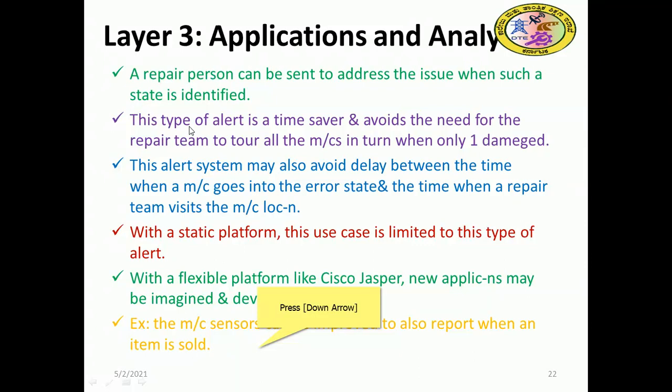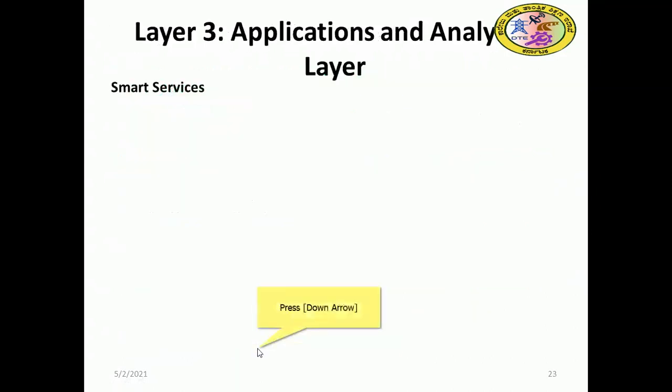A static platform is limited to this type of alert. But on a flexible platform like Cisco Jasper, a new application may be imagined and developed over time. Example machine sensors can be improved to also report when an item is sold. For example, in an ATM, when the currency is going to be reduced or going to be empty, it triggers an alarm to the owner of that ATM, so he can fill it before that. That kind of mechanism is possible.